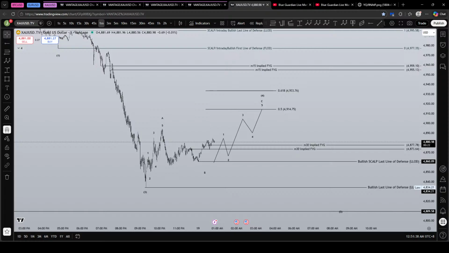Allow me to check first the chat, since I was too focused on my analysis. I was trying to explain it in the simplest way so that everyone will understand. There's a question from TJ Babs. Okay, short will be confirmed after wave B is broken.